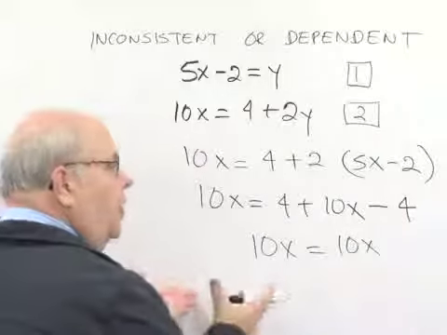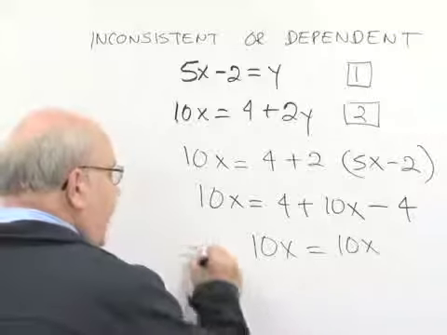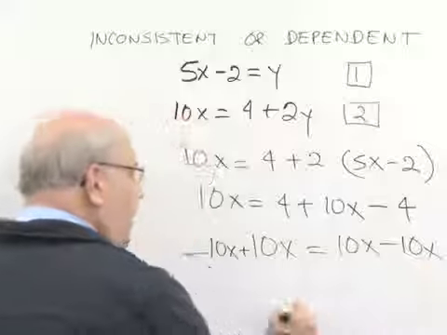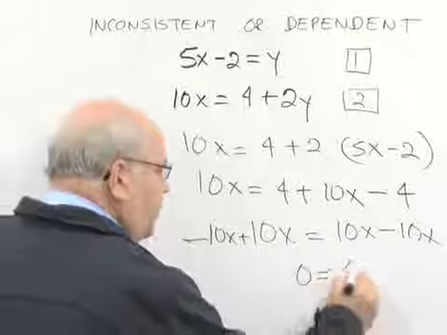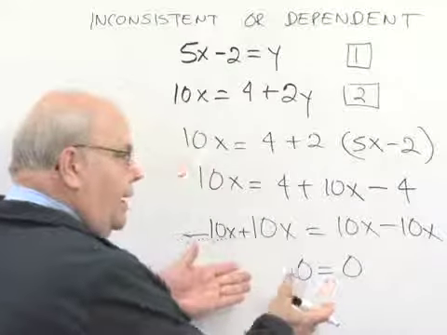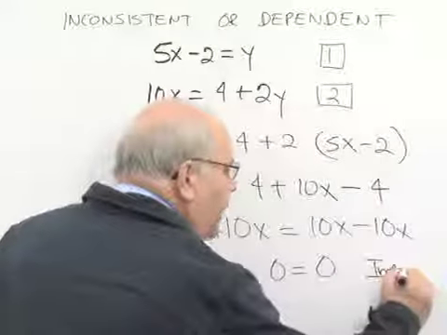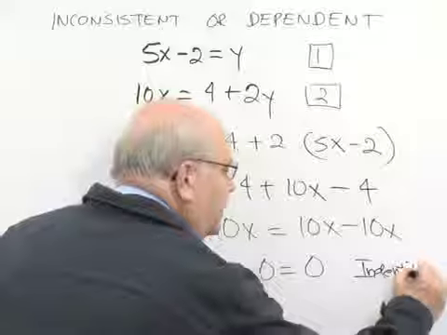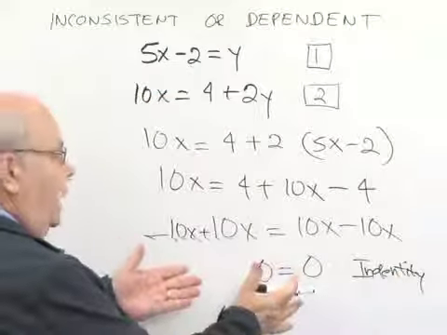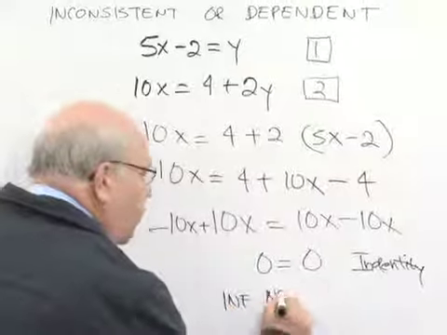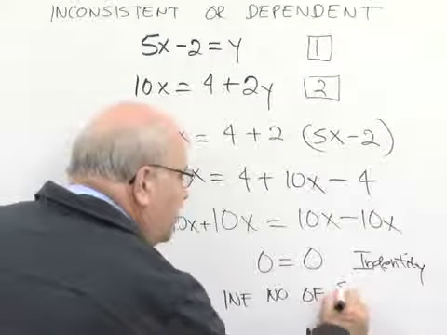Suppose we tried to get all the x's on one side by adding minus 10x to each side. Then we would get 0 equals 0. But that's an identity. That's always true. That's something that occurs for any value of x. So what we have is an infinite number of solutions.